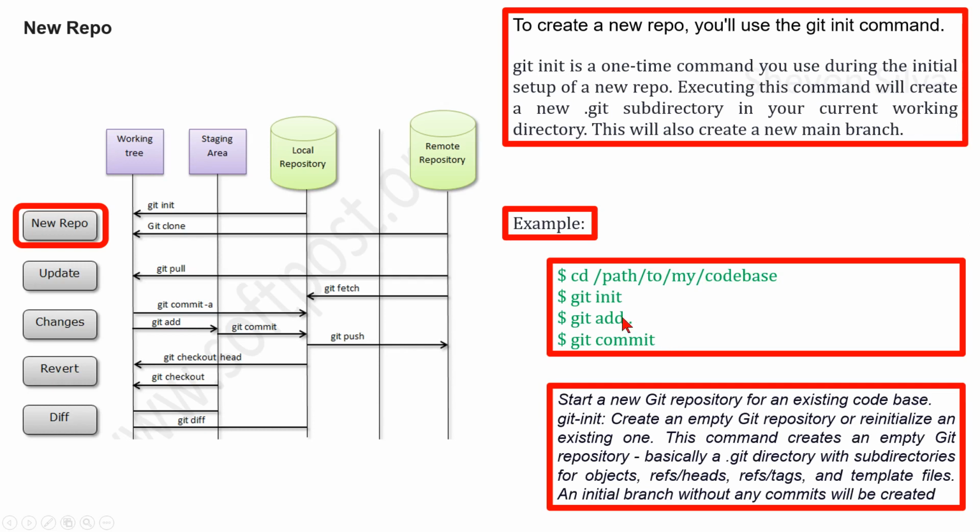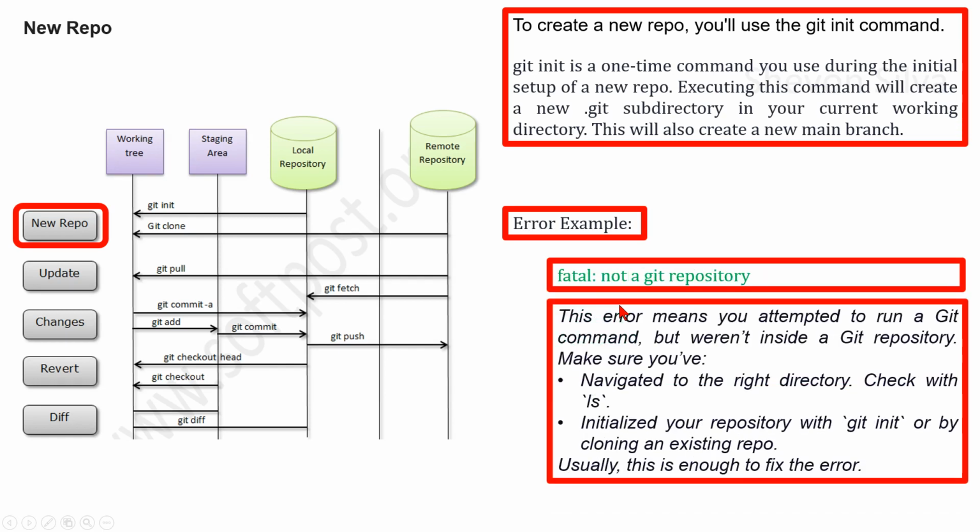Here git init creates an empty Git repository or reinitializes an existing one. This command creates an empty Git repository, basically a .git directory with subdirectories for objects, refs/heads, refs/tags, and template files. An initial branch without any commits will be created.